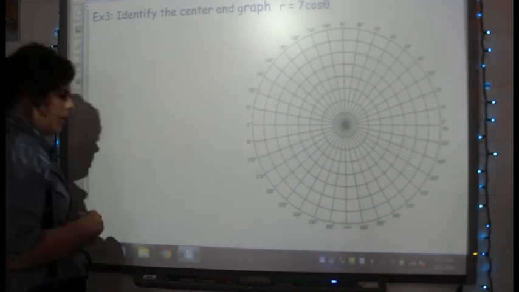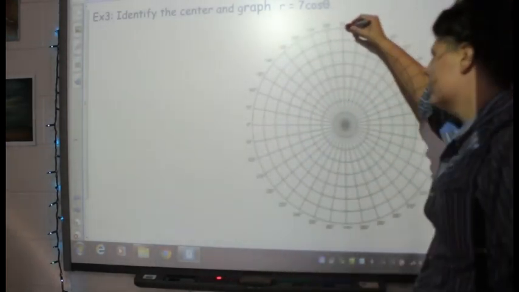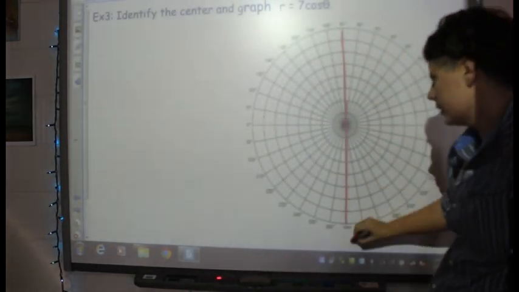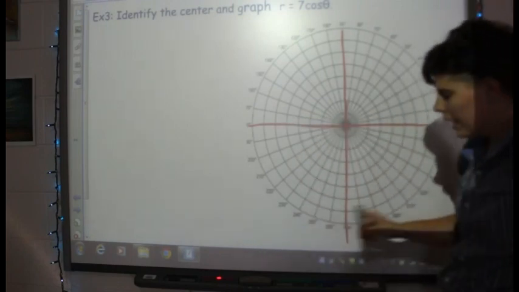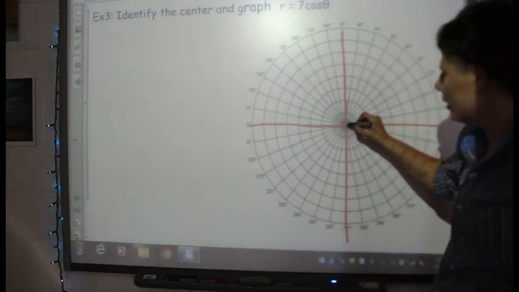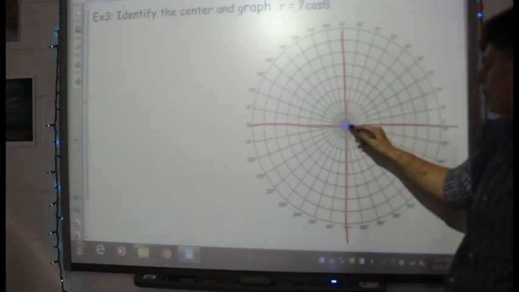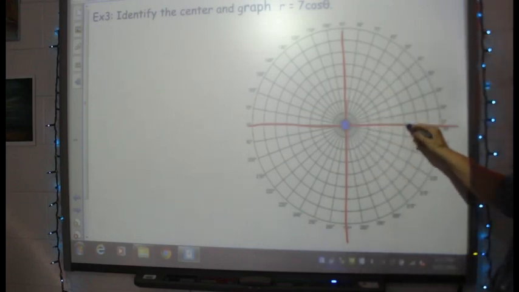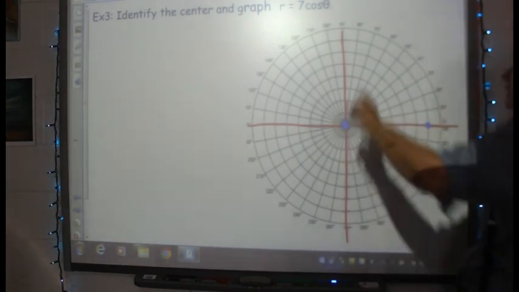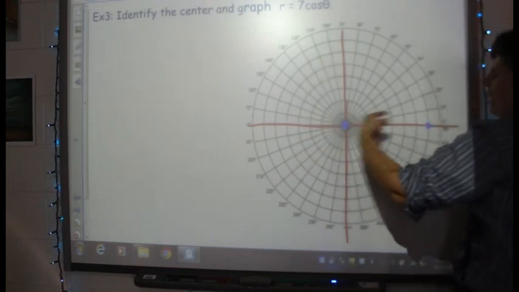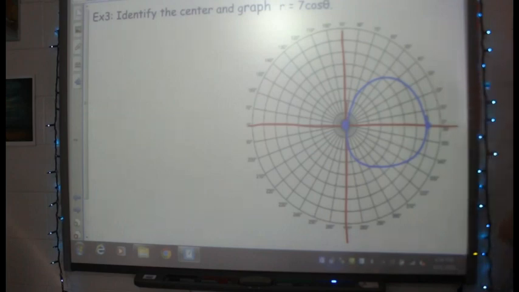Example number 3. This time, we're talking about cosine. And cosine has to do with the x-axis. So that means cosine is going to be along the x-axis. And because cosine is positive, that means we're on the positive side of the x-axis. Again, we can go ahead and put a point on the pole there. And then we have a 7. So we're going to have a diameter of 7. So we're going to count out 1, 2, 3, 4, 5, 6, 7. Got a dot. Again, we went right because it is a positive cosine. That's positive x direction. So there I can try my very best to draw a circle.